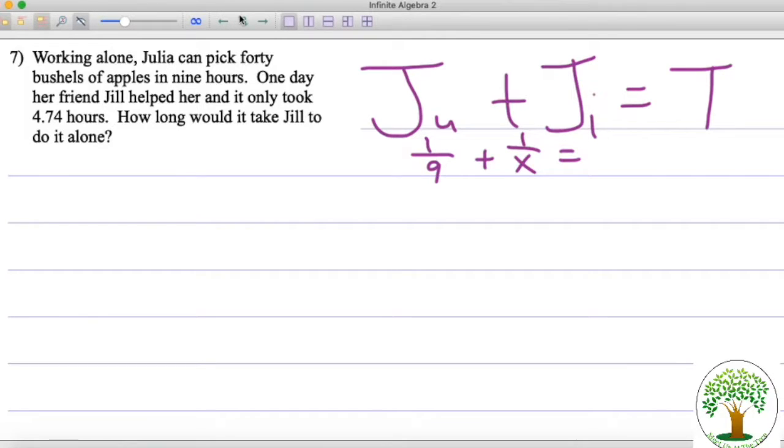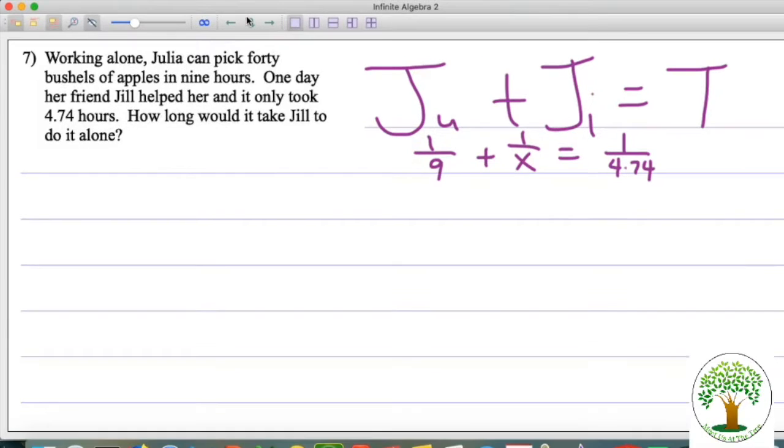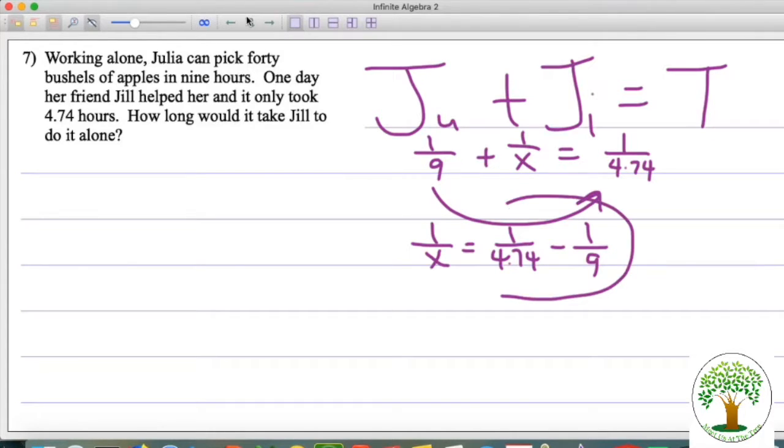But we do know how much they did together. 1 over 4.74. Now, how are we going to get that 1 over x by itself? We're going to do that by moving that 1 over 9 over by subtracting. When we do that, next, we're going to put this right here into our calculator.